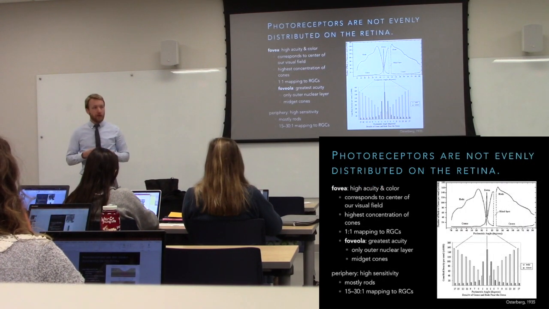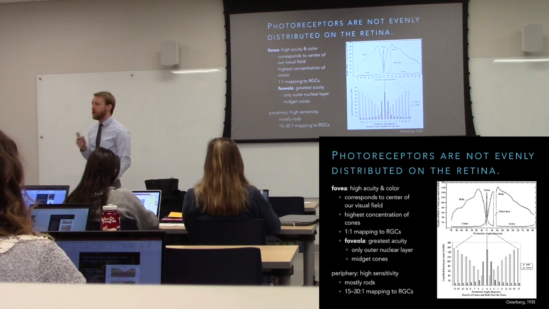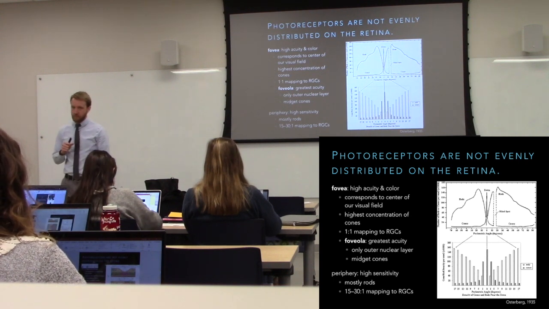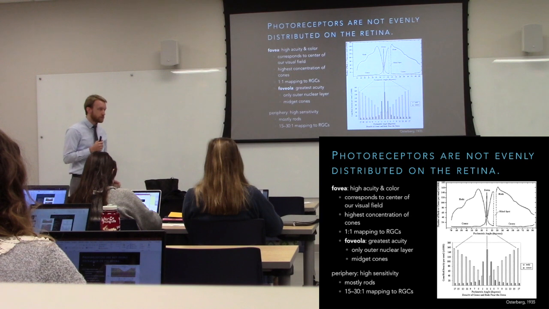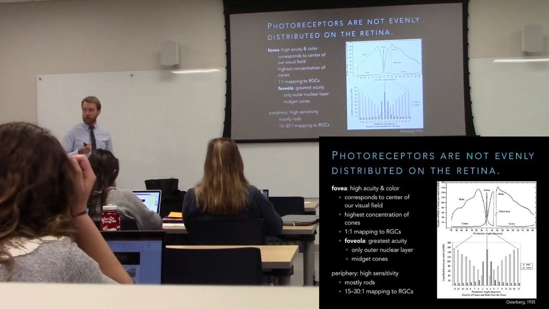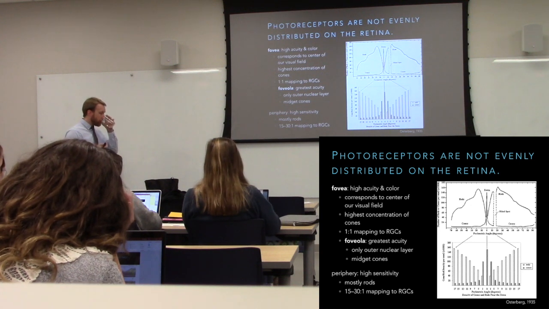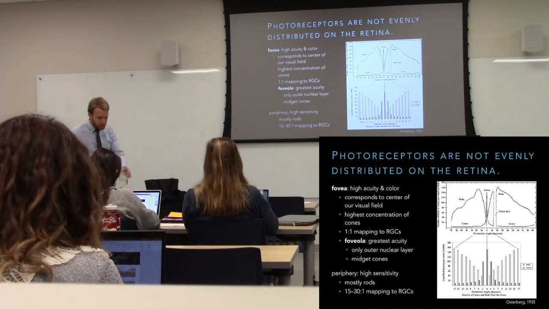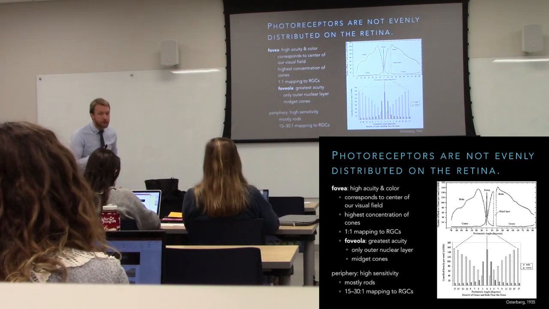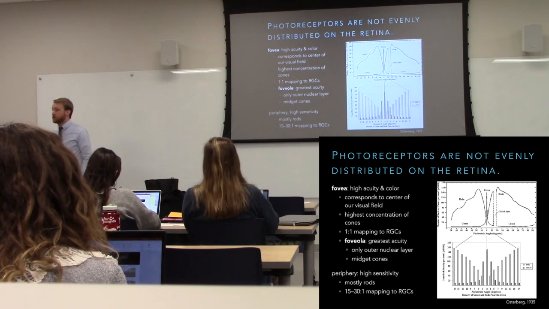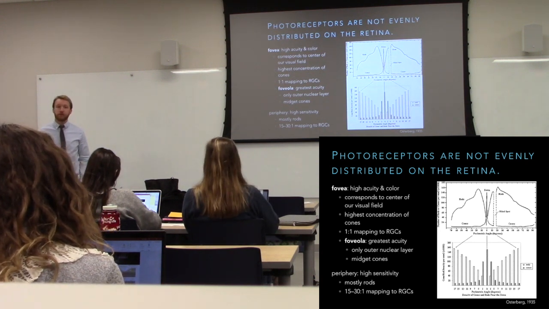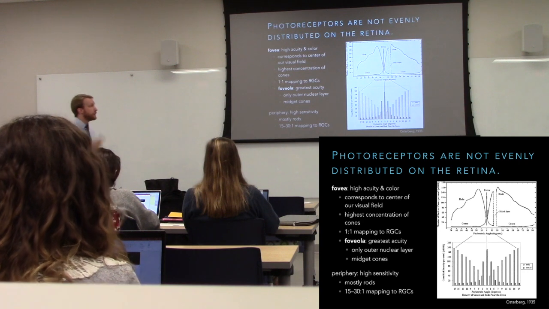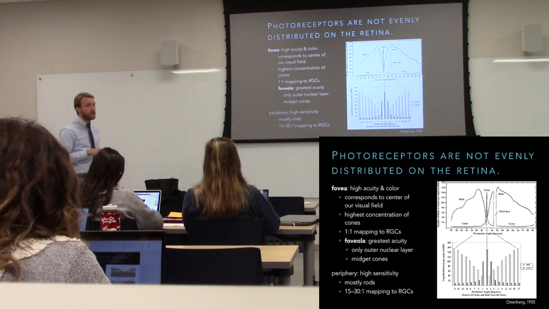Now our rods and our cones are distributed throughout the retina, but not uniformly. The center of our visual field is a spot in the retina called the fovea. The fovea is where you find pretty much all your cones. The overwhelming majority of your cones are going to be found right there in the fovea.